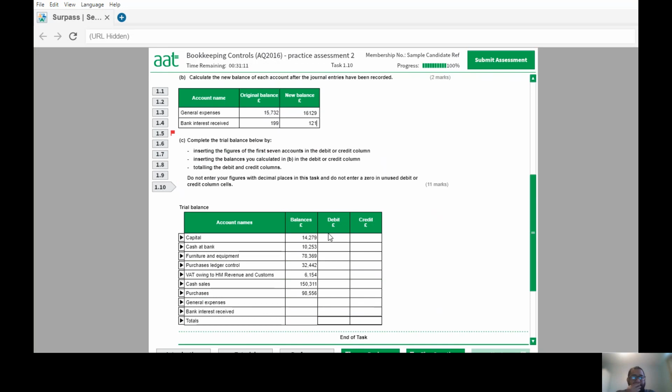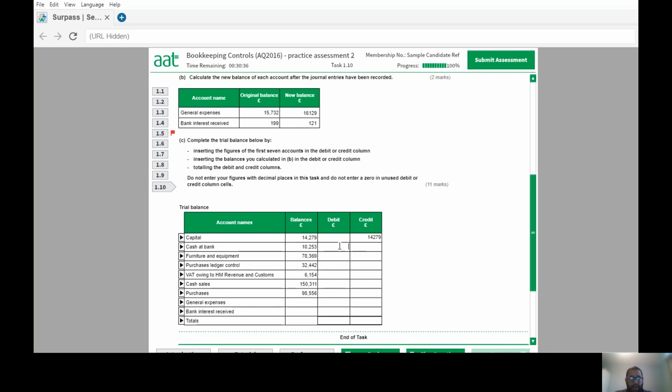Now last, we have to complete the trial balance below by inserting the figures of the first 7 accounts in the debit or credit column. Inserting the balances you calculated in B in the debit or credit column. So we have to look into all the information now, and total in the debit and credit columns. So what we're going to do, we're going to do one by one.